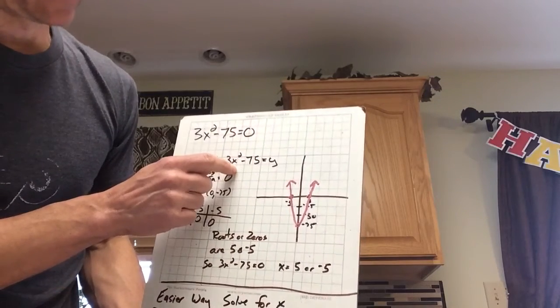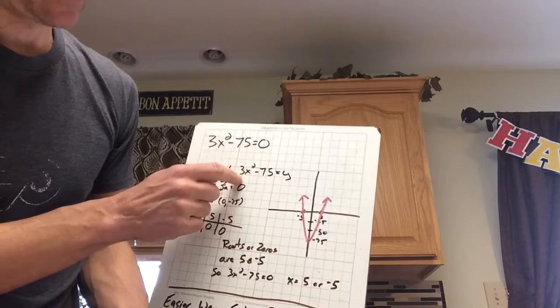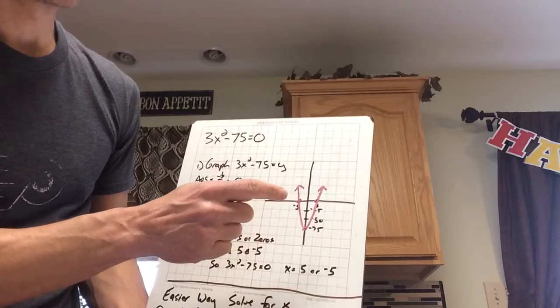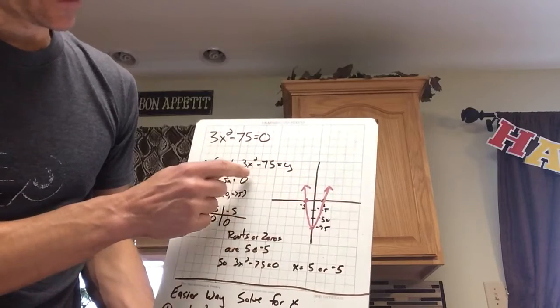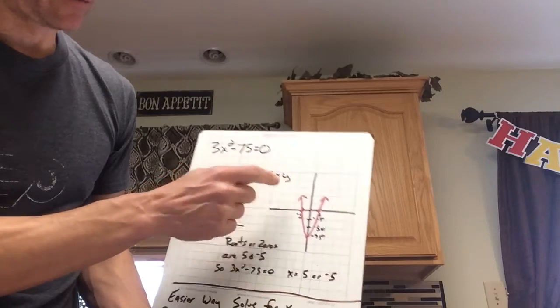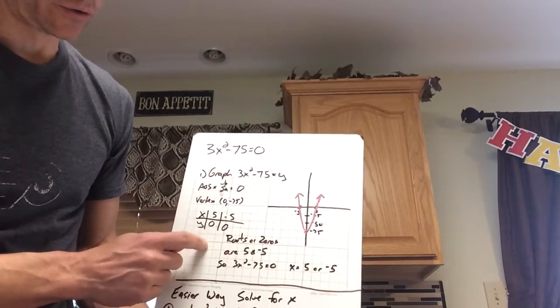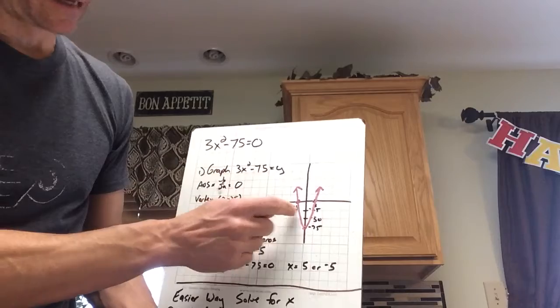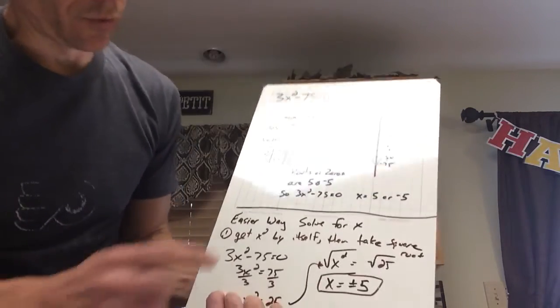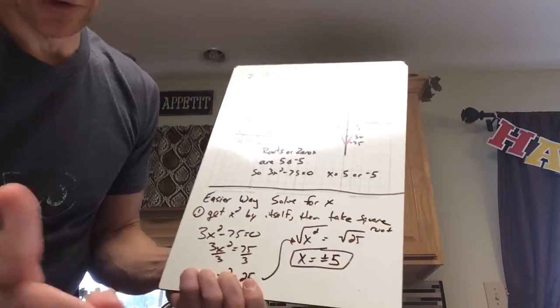If I plugged in 5 here, I get 25 times 3 is 75, minus 75 is 0. If I plugged in -5, -5 times -5 is 25 times 3, minus 75, which again would get me zeros. That's why they're called zeros. So the solutions to this guy would be -5 or 5. An easier way of doing it, a much easier way, since b is 0, this only works when b is 0.